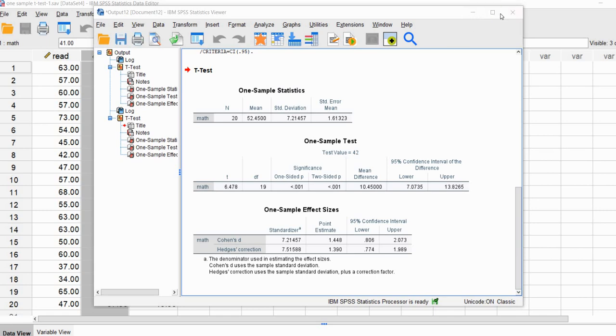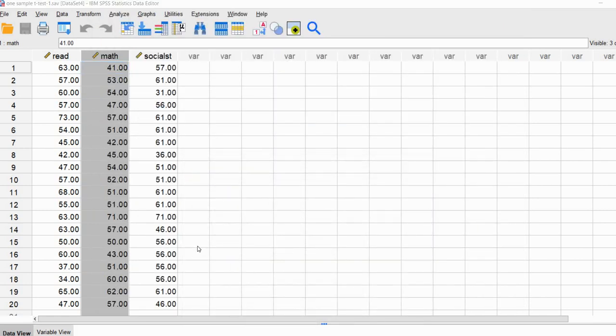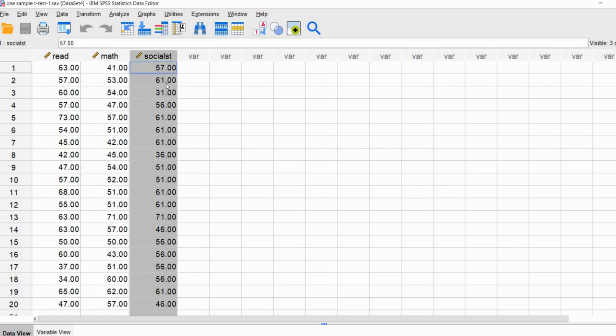All right, so now let's do one more example. So for our third example, we are going to compare the mean on social studies scores to a hypothetical value of 62. And our research or our alternative hypothesis is going to be that our mean is less than 62, and the null hypothesis is going to be that the mean is equal to or greater than 62.